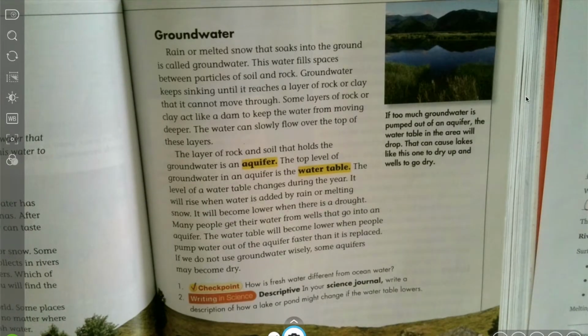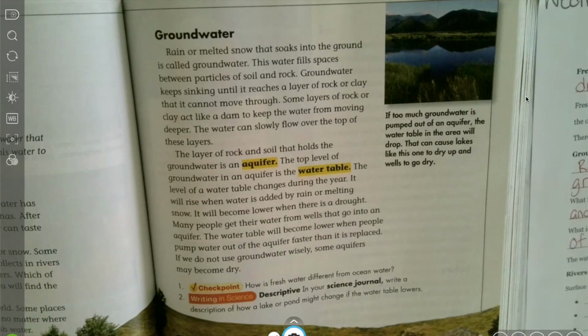The level of the water table changes during the year. It will rise when water is added by rain or melting snow. It will become lower when there is a drought. Many people get their water from wells that go into an aquifer. The water table will become lower when people pump water out of the aquifer faster than it is replaced. If we do not use groundwater wisely, some aquifers may become dry.